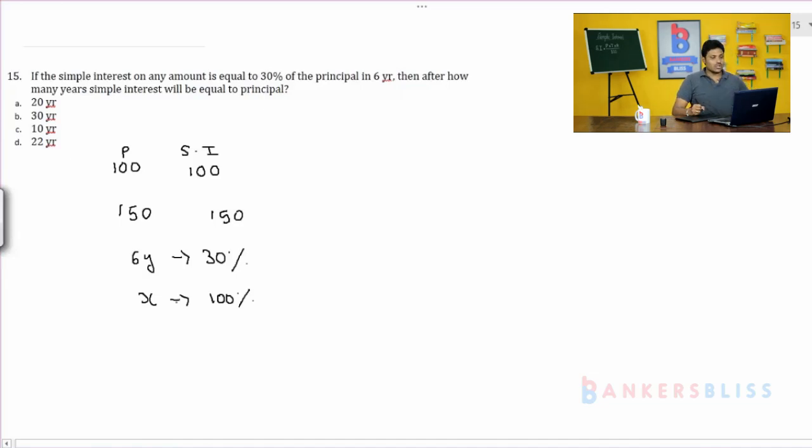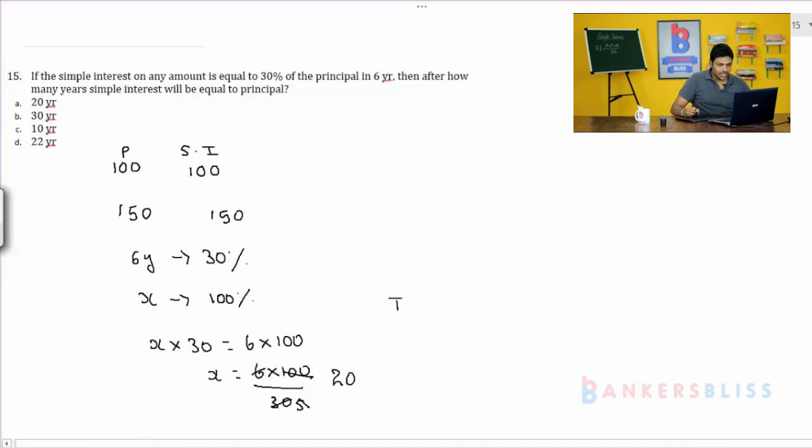So for how many years are you going to get 100% interest? Cross multiplication: x into 30 is equal to 6 into 100. Therefore, x is equal to 6 into 100 by 30. So 6 ones are 6, 6 fives are 30, 5 20s are 100. Therefore, the time period is equal to 20 years. Very simple. So the rate of interest should be 100% on the principal amount.